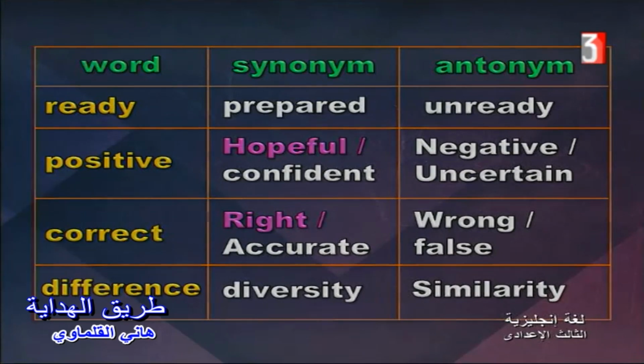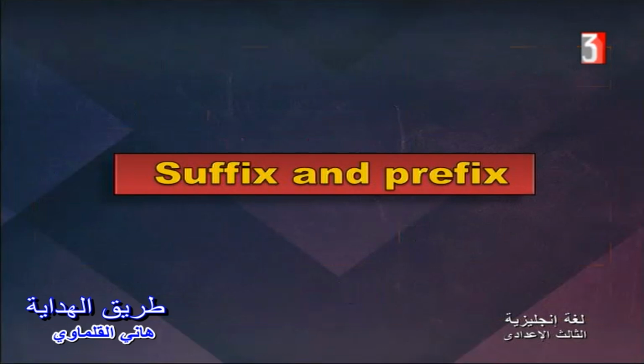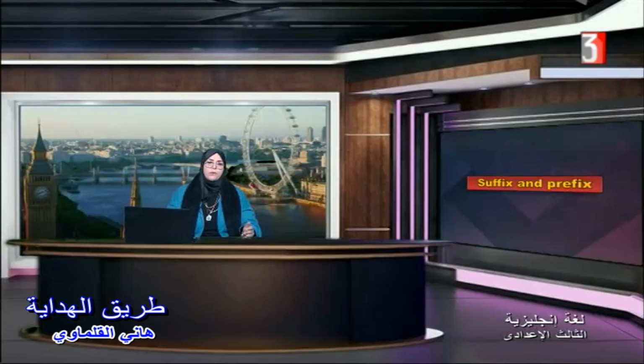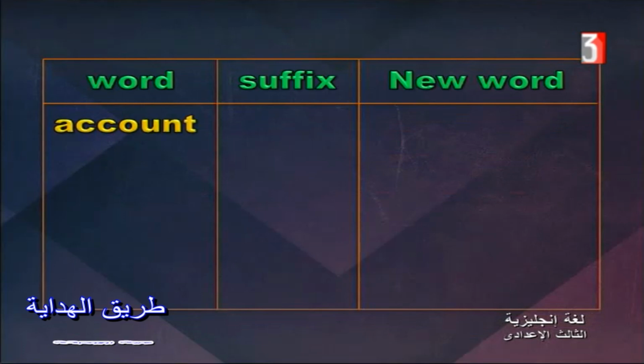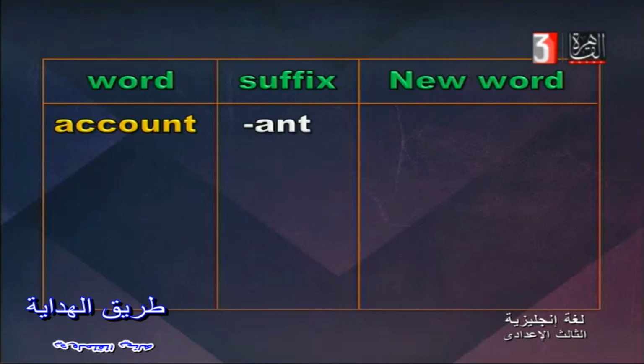Now we reach suffixes and prefixes related to this part of the unit. A suffix we add at the end of the word to change the category of it, and a prefix is at the beginning of a word to change the category. So let's see. We have here account. Account معناه حساب, like your account on Facebook or on Twitter. In order to change into another noun, a noun of a person, بيديني job, accountant, we add the suffix ant.